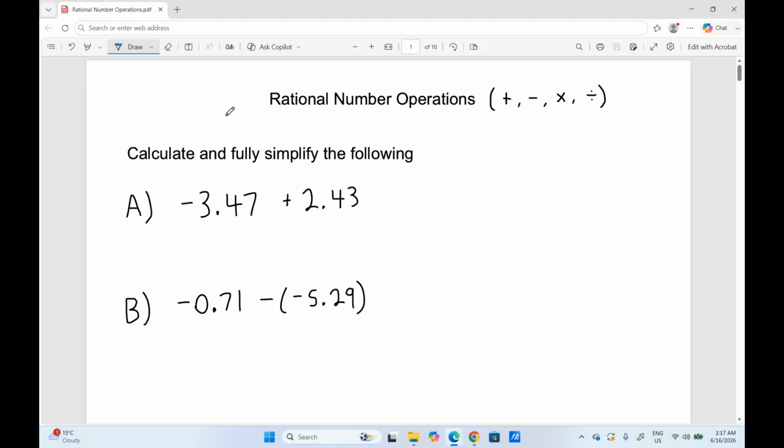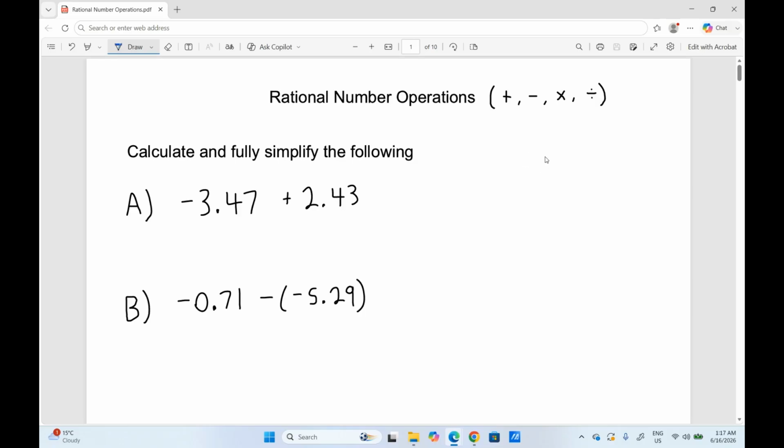Hi class. In this video, I'm going to be going over some rational number operations that mostly focus on decimal numbers. So our first example, I have negative 3.47 plus 2.43. Now, because I have a negative adding to a positive and the negative is much bigger, my final answer will be negative.